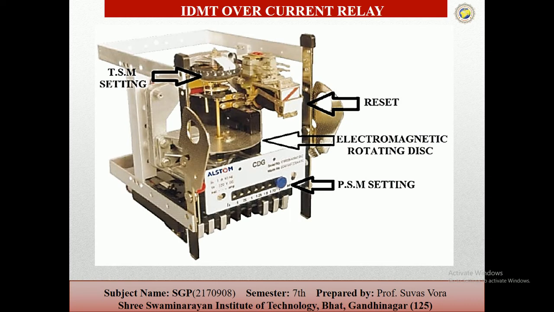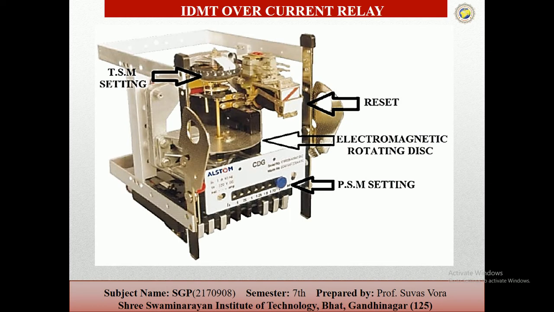So IDMT relay is the inverse definite minimum time relay. It is one in which the time of operation is inversely proportional to the magnitude of the fault current near to the pickup value. So now हमने देखा कि पिकअप वैल्यू आ रही है तो what is the pickup value?